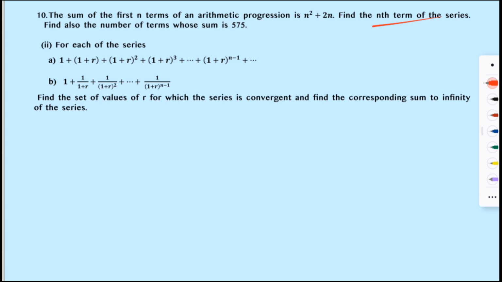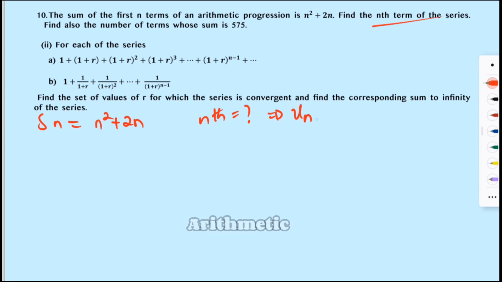So the sum of the first n terms is given as n squared plus 2n, and they want us to find the actual nth term. Now, the nth term of any arithmetic progression is a plus (n minus 1) d, where d is the common difference. So we need to find a, the first term, and the second term, and then we find the common difference.